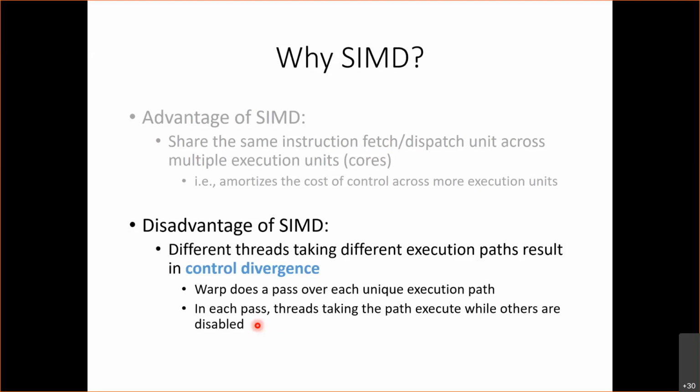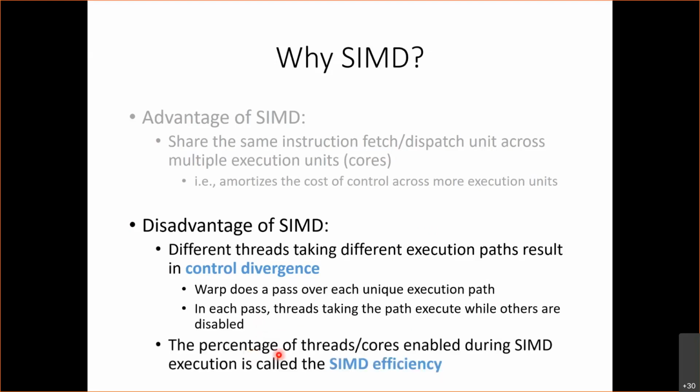And what that means is that at some point during this divergence, only some threads will be active while others will be inactive. The percentage of threads or cores that are going to be active or enabled during SIMD execution is called SIMD efficiency. SIMD efficiency is the percentage of my cores that I am actually utilizing, because there are some cores that I may not utilize due to control divergence. Let me do an example to make this clear.